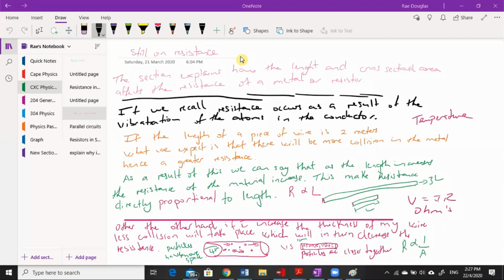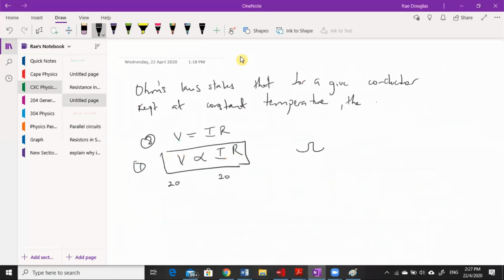Now, if I increase the length of my conductor, what do I expect to happen to the resistance? If I increase the length of the wire, so here I have a piece of wire, right? Let me erase that quickly. So this was the original length, which is L. Now I increase it by a factor of 3. So this is now 3L, right? What do you think is going to happen to the resistance of this wire?